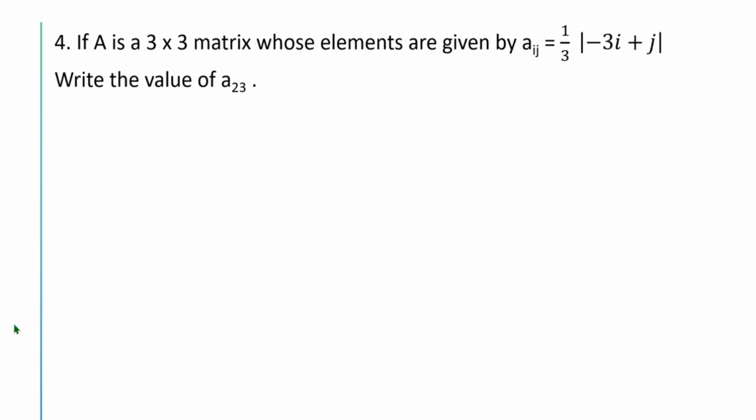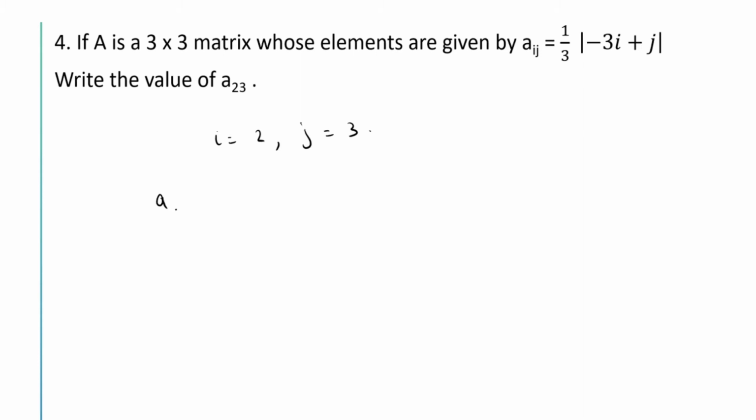Next question. If A is a 3 by 3 matrix whose elements are given by Aij is equal to 1 by 3 mod of minus 3i plus j, write the value of A23. So we have to write the value of A23. So here in A23, the value of i is 2 and j is 3.